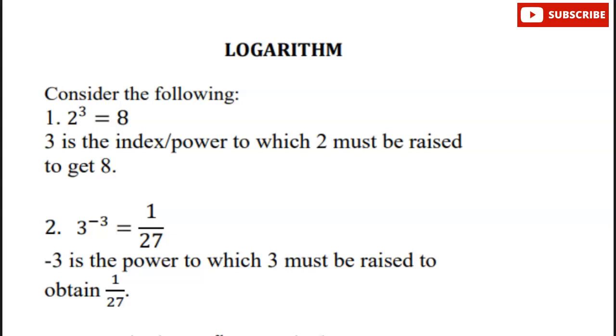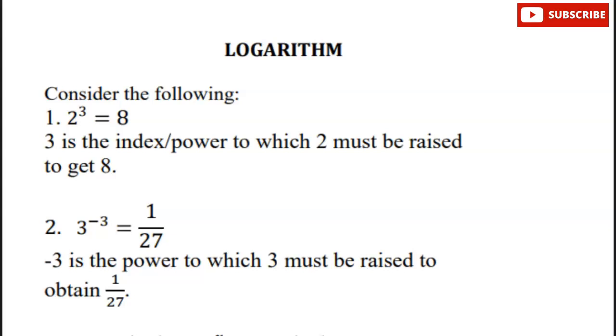I just finished a series on indices. I made 6 videos on indices. So if you are watching me for the first time, I urge you to go back and watch those videos, as that will give you a better understanding when we start this new series. The new series that I'm going to start is logarithm. Logarithm and indices are like twins. So let's start.